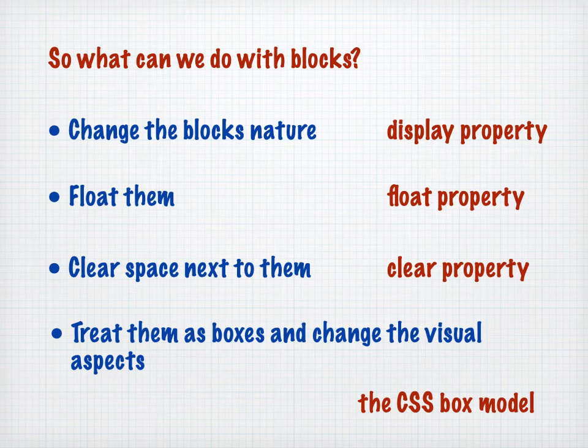We can float a block, so it just drifts to the left or to the right. We can clear space next to a block, so we could say absolutely nothing should be on the left of this block or to the right of this block. Or we can treat a block as a box, and when we do, that enables us to change the visual aspects of it. So we could change the border colour, set the border and things like that, and I'll talk about that one later on. But let's have a look at these first three.